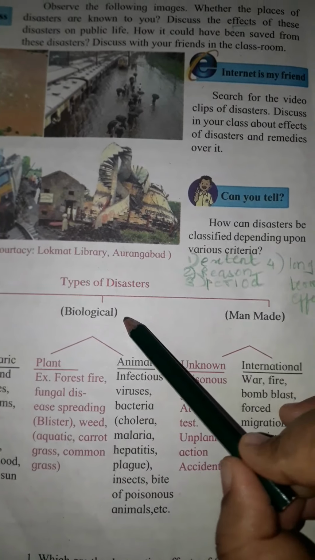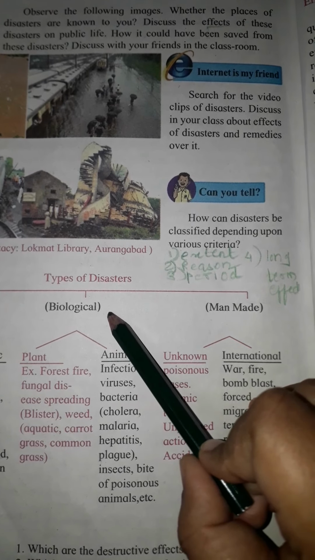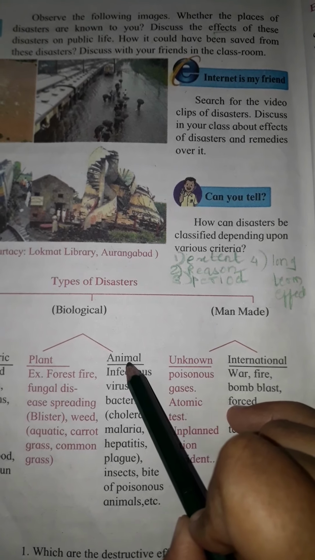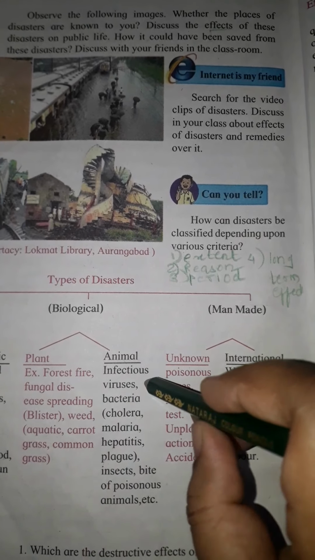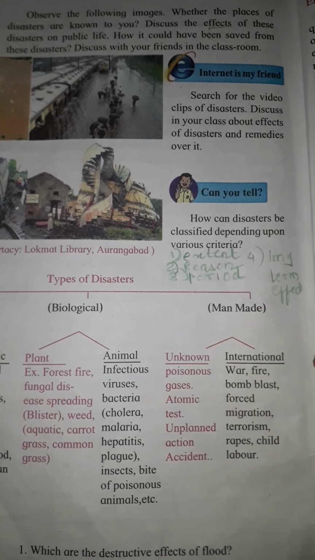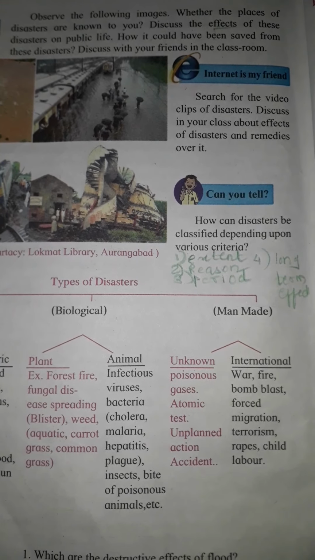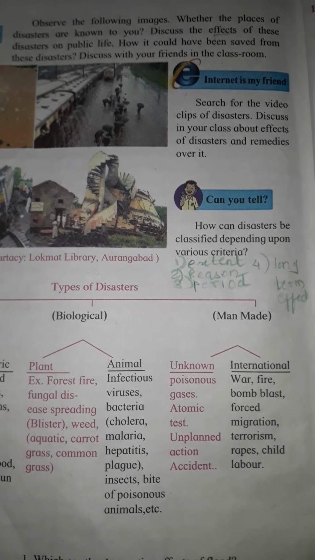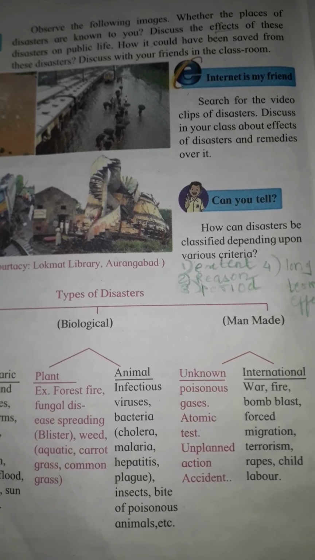The second type is biological disaster. For biological disaster, obviously, a few plants and animals are responsible, because plants and animals are categorized as living things. So the disasters which are caused by plants and animals come under biological disaster. Now, because of plants, what kind of disaster may take place? Here are the examples: forest fire, fungal disease spreading.